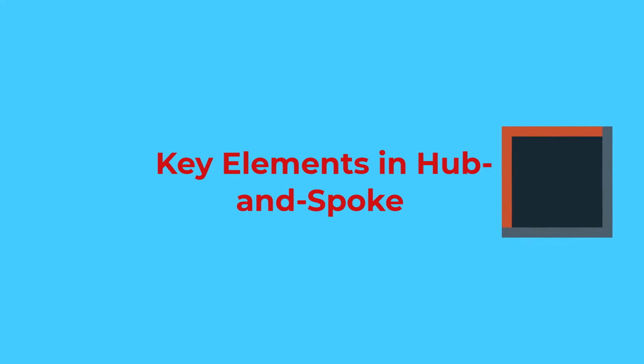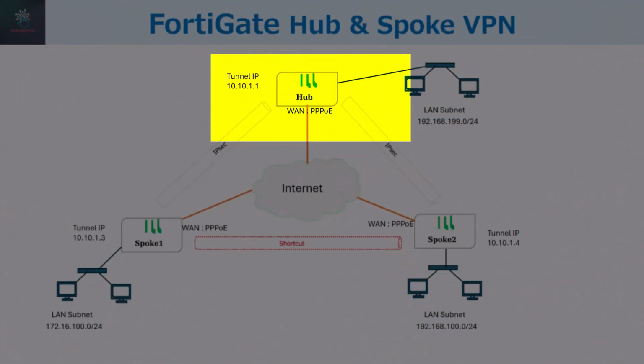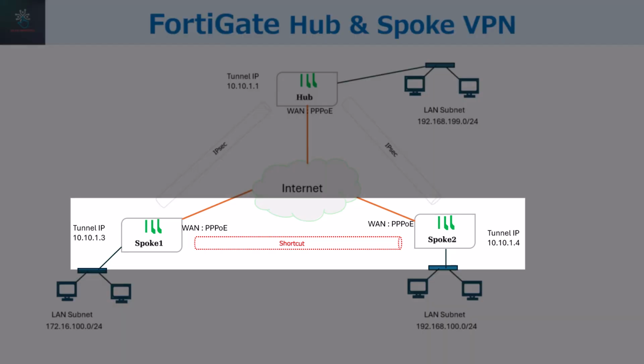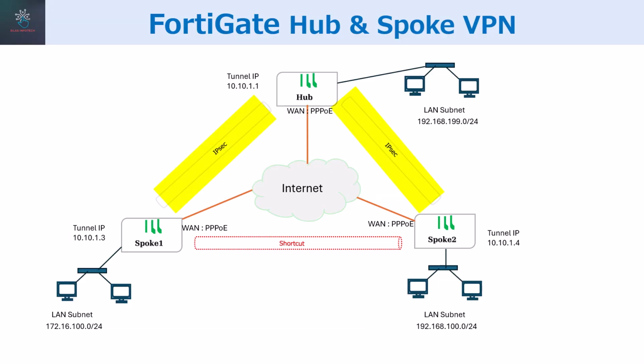Key elements in hub and spoke topology in FortiGate firewalls. The hub is the central FortiGate firewall or security appliance that acts as the primary point of contact for all remote sites, spokes. The spokes are remote FortiGate firewalls or other devices located in branch offices, remote locations, or mobile users that connect to the central hub. Each spoke firewall connects securely to the hub using a VPN tunnel, typically an IPsec VPN tunnel.